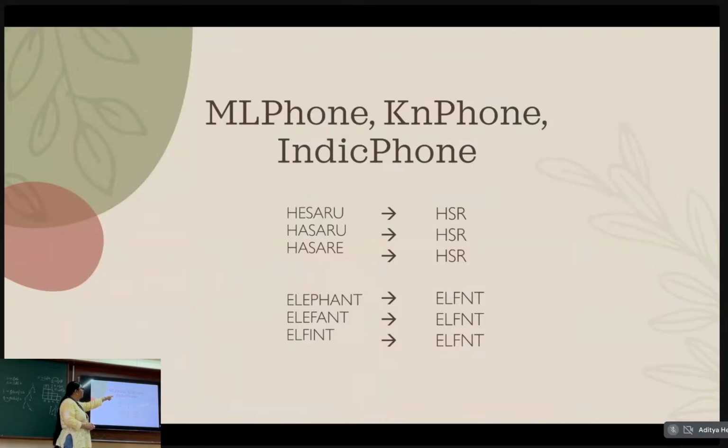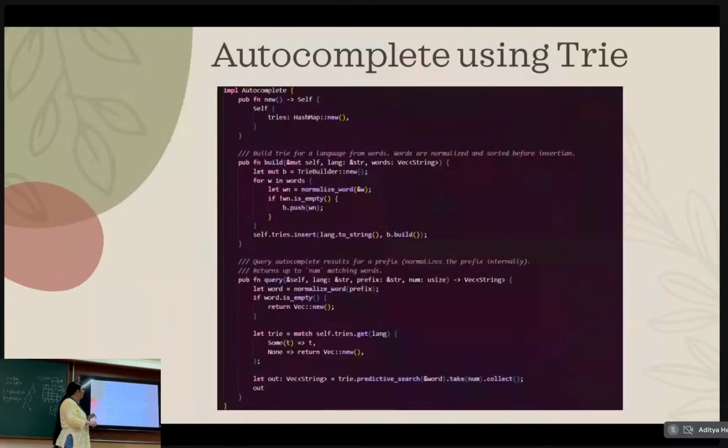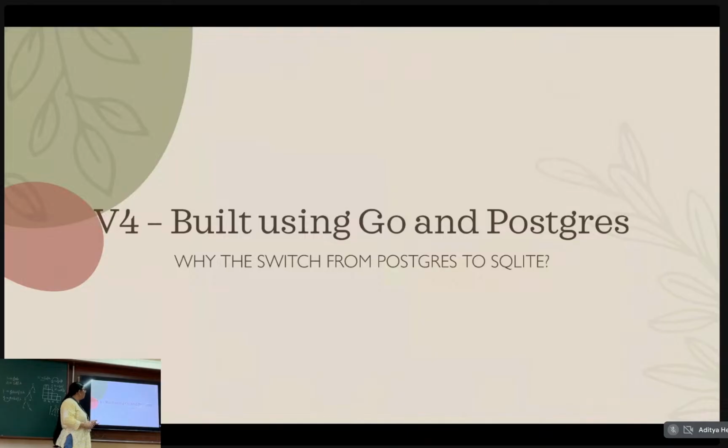Similar algorithms exist for KN-Phone, which is for Kannada, and he realized it's similar for all Indian languages, so he could generalize it to Indic-Phone. Right. So this is one of the features that has been implemented using open source contribution itself.